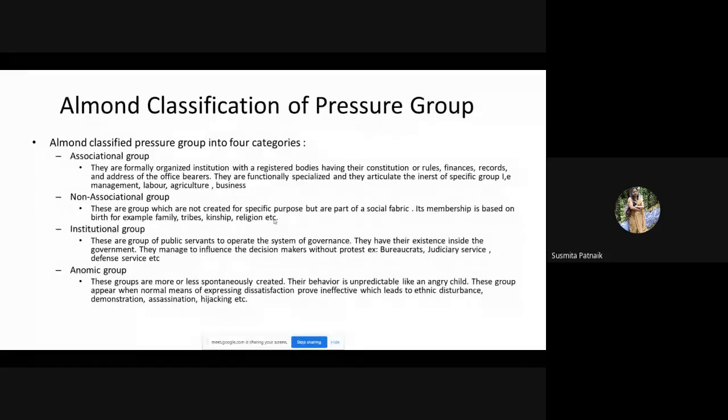Then the next one is called anomic groups. What do you mean by anomic groups? This is the most important group among all the four types of groups. Anomic groups means these groups are more or less spontaneously created. It means that these groups are not organized.